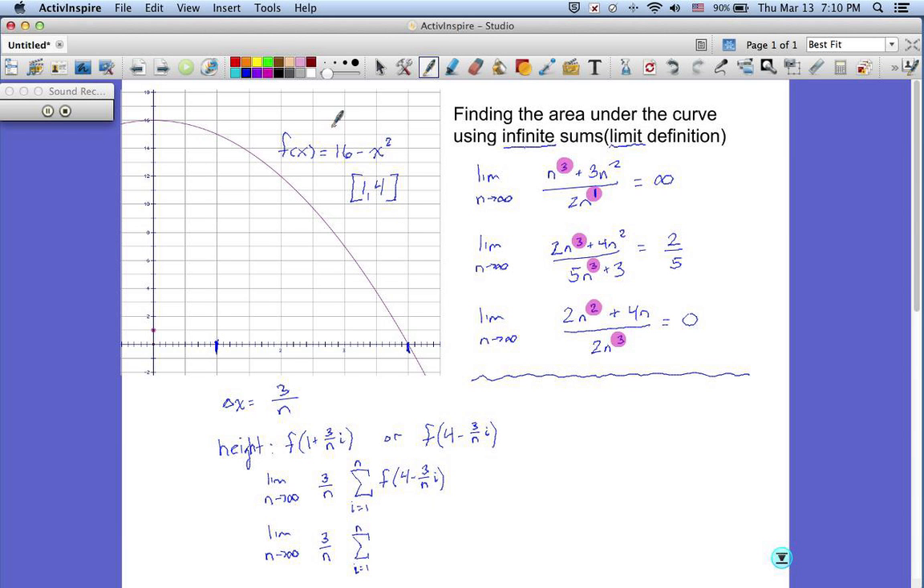And now I'm going to actually square this, and you'll see in a second why I chose 4 minus instead of the 1 plus. So I have 16 minus my x value squared. So 4 minus 3 over n times i, quantity squared. Normally, if I'm doing this on my paper, I'm squaring this before actually writing it. I'm not even going to bother writing it. I'm just going to square it. That's your call, though.